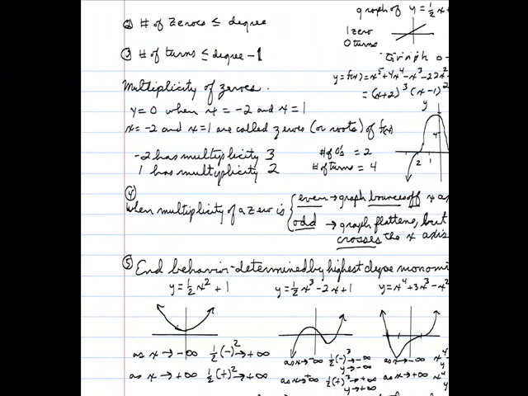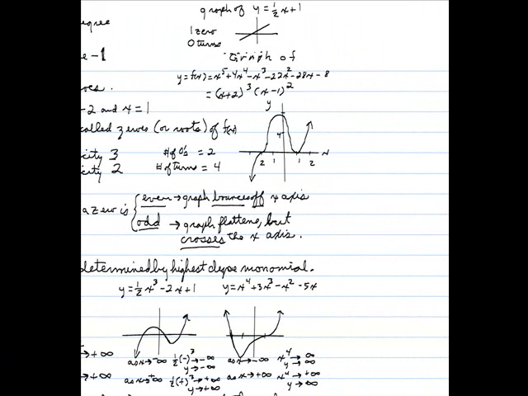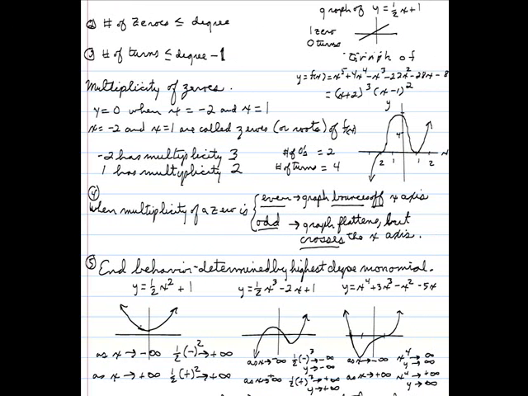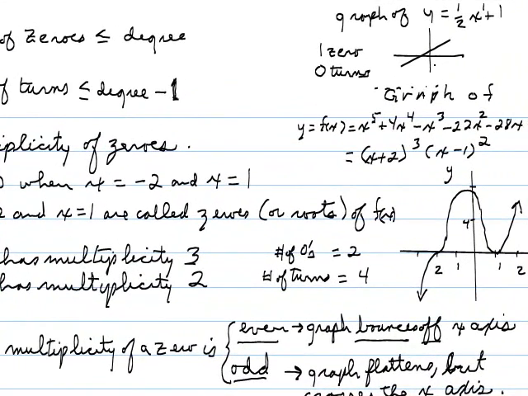Now we want to talk about their graphs. The first polynomial I've graphed here is y equals 1/2 x plus 1. This is a polynomial of degree 1. I want you to notice that it crosses the x-axis in one spot.